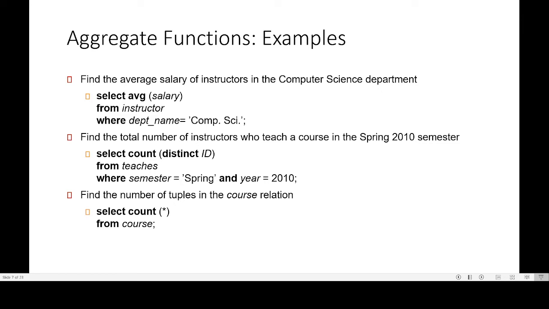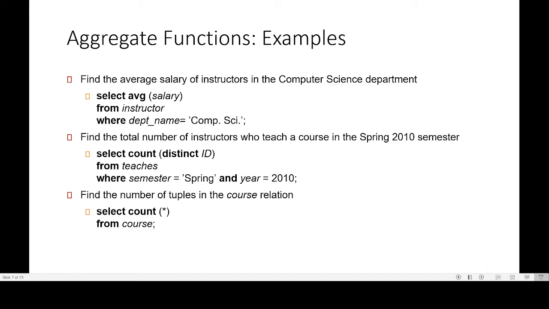Here it is given, find the average salary of instructors in the computer science department. So we need to check the condition where department name is one column and several departments are there in that particular column, then we will be giving the condition where department name is equal to computer science. So the average will be evaluated only for those rows where this condition is true, that is, department name is computer science. So we'll be getting the average salary from the instructor table.